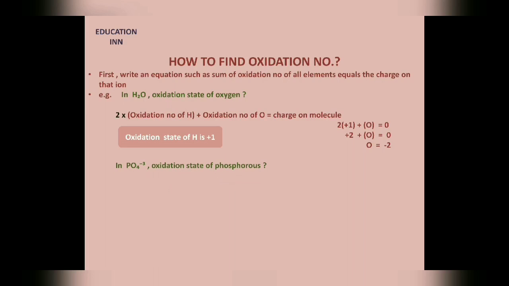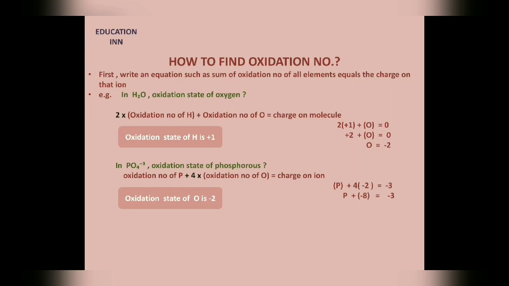Now let's talk about an ion, a radical. In the phosphate radical, we have to find the oxidation state of phosphorus. So writing the equation, oxidation number of phosphorus plus 4 multiplied by oxidation number of oxygen equals the charge on the ion. In the phosphate radical, the charge on the ion is -3, and we multiply the oxidation number of oxygen by 4 because there are 4 oxygen atoms in the phosphate radical. So putting the values, as oxygen has -2 charge, we can calculate the phosphorus oxidation number. So we come to know that phosphorus has +5 charge in the phosphate radical.